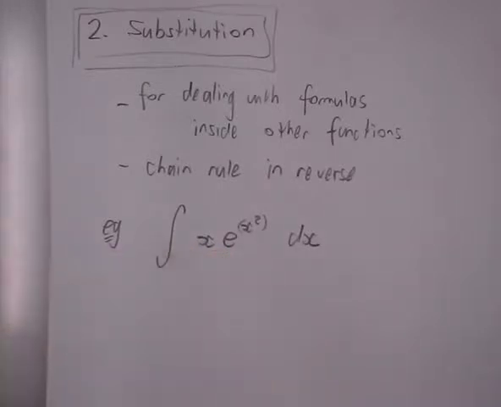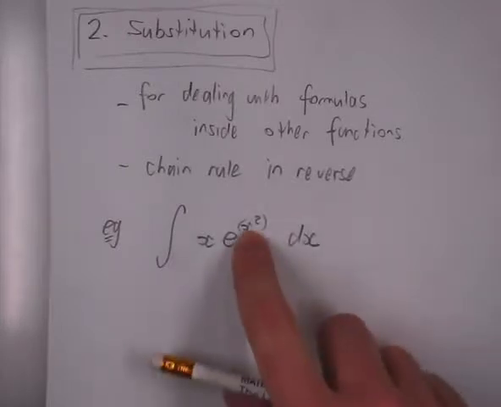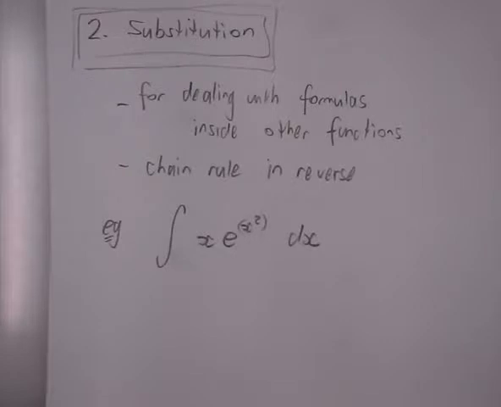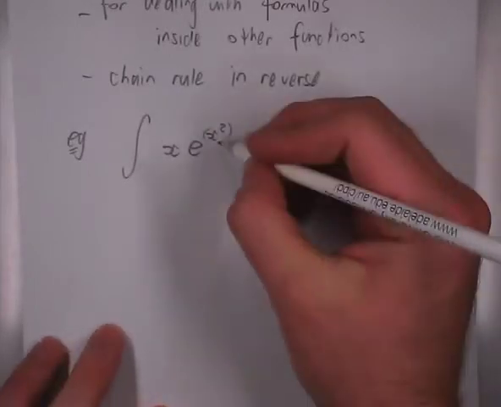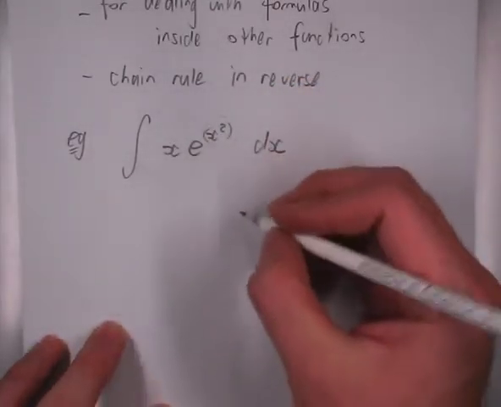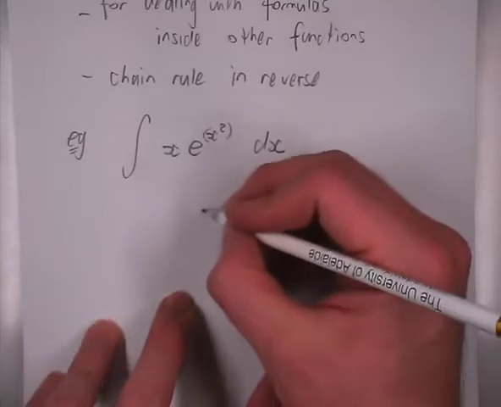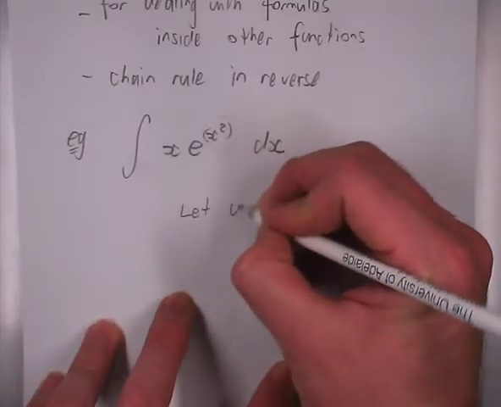So two pieces of advice are: find the most annoying bit that's inside something else, and then also check to see if the derivative is there. Even if it's not, it's still worth trying. I will write those down in a second. But this thing here is inside the e to the power of, so I'm going to call it u.